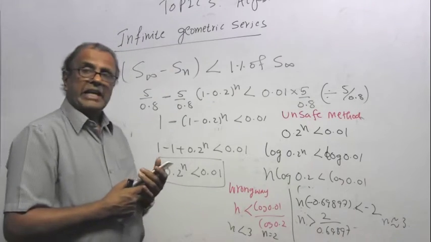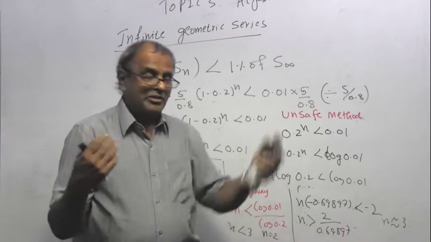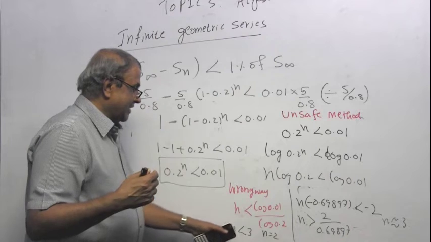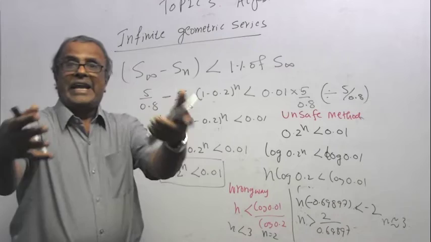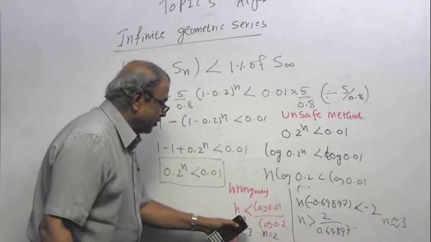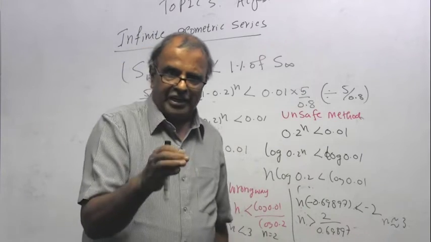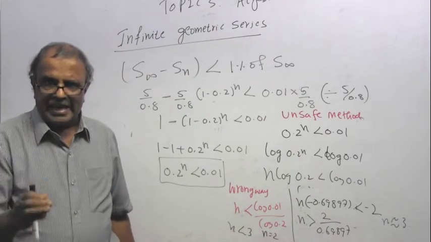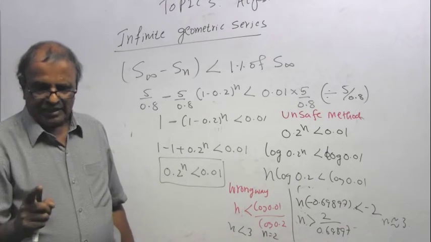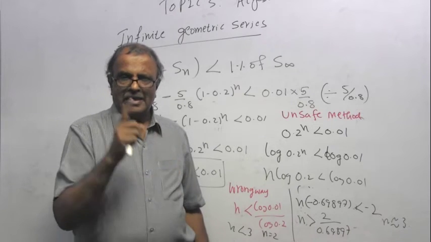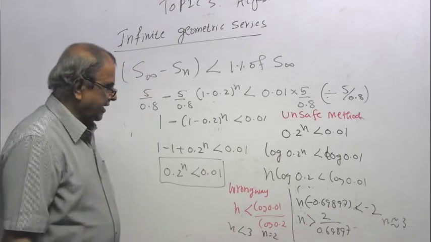Some students are very clever. They know it has to be least, so it has to be more than something. So they get n is less than 2 point something, therefore n equals 3. Still, the moment you use this and don't change the inequality, you lose the mark, because right answer by wrong method is wrong answer. Be careful. Right answer by wrong method is wrong answer. So you'll have to be careful there, okay?